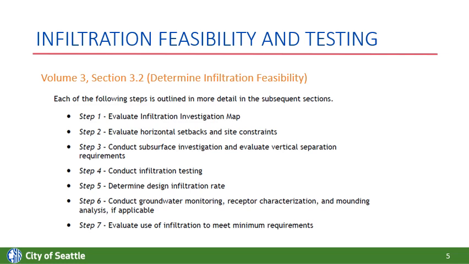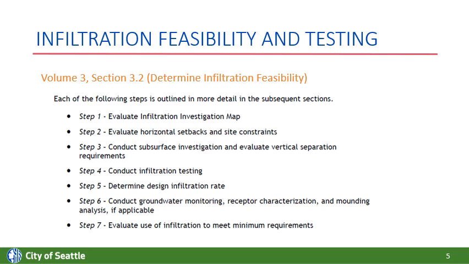That's when you evaluate horizontal setbacks and site constraints. This could include, say, a larger apartment building with zero lot line development or very minimal setbacks. Infiltration facilities require certain horizontal setbacks to even have that facility fit on site. It has to be 5 feet from a private property line. It has to be 5 feet from any structure. It has to be 10 feet from any structure with a full basement.